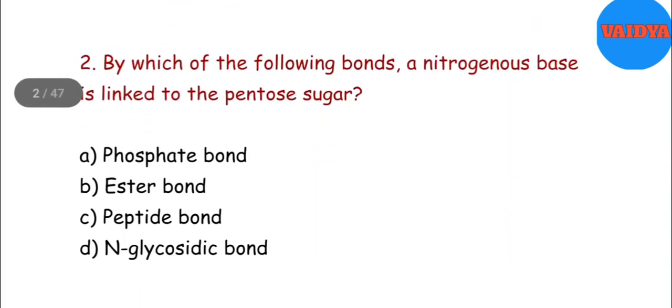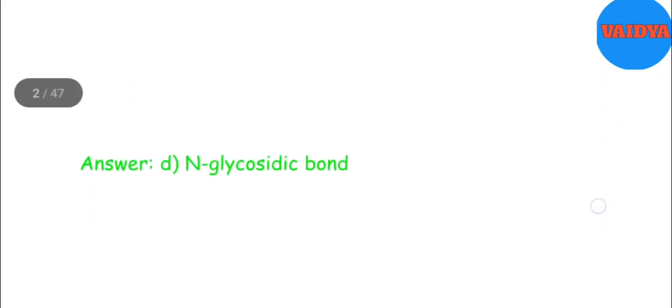2. By which of the following bonds, a nitrogenous base is linked to the pentose sugar? A. Phosphate bond. B. Ester bond. C. Peptide bond. D. N-glycosidic bond. Answer. D. N-glycosidic bond.